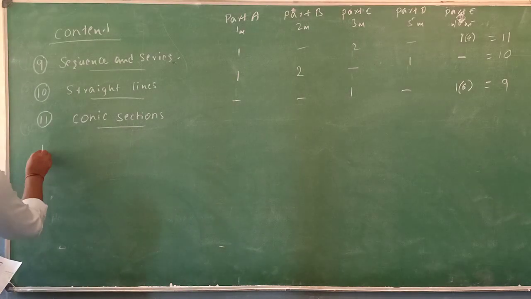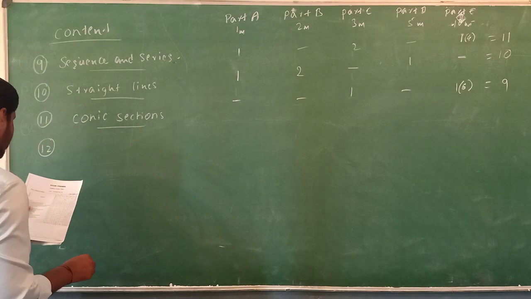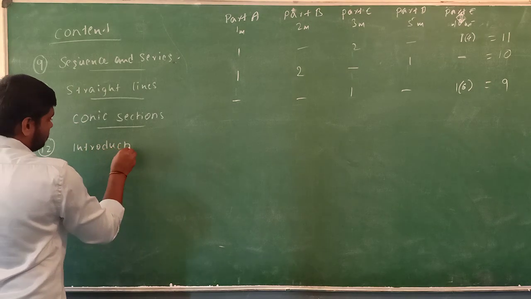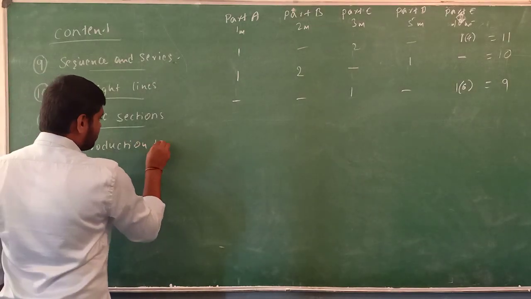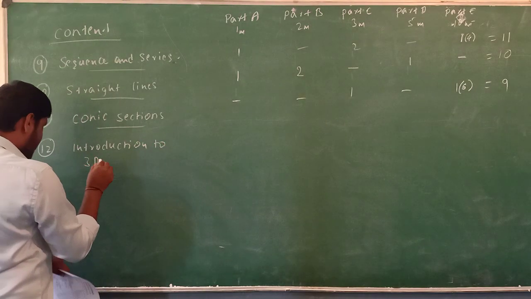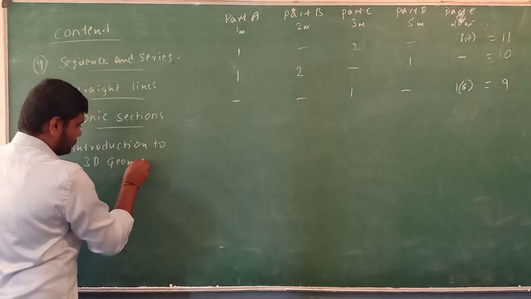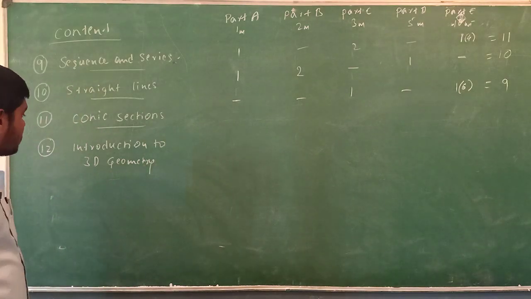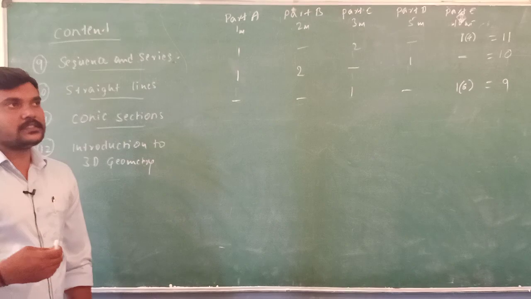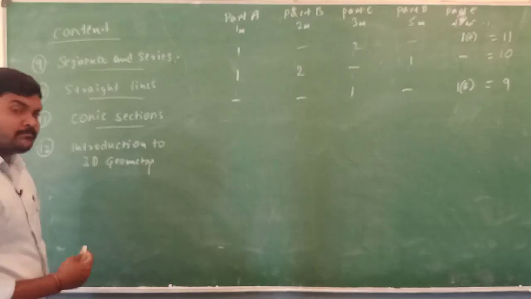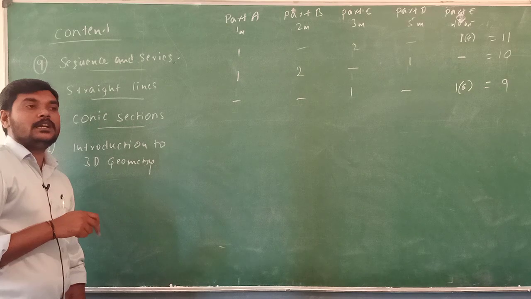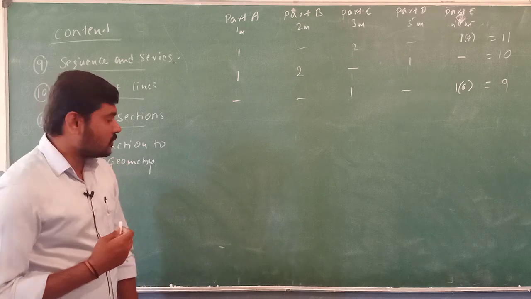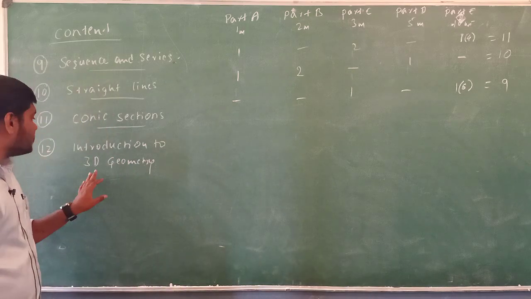The 12th chapter is Introduction to 3D geometry. These are new concepts. I think you are familiar with geometry. Two-dimensional geometry means an angle, a line, a circle. These are the concepts for two-dimensional geometry. In this one we are going to study about three dimensions.